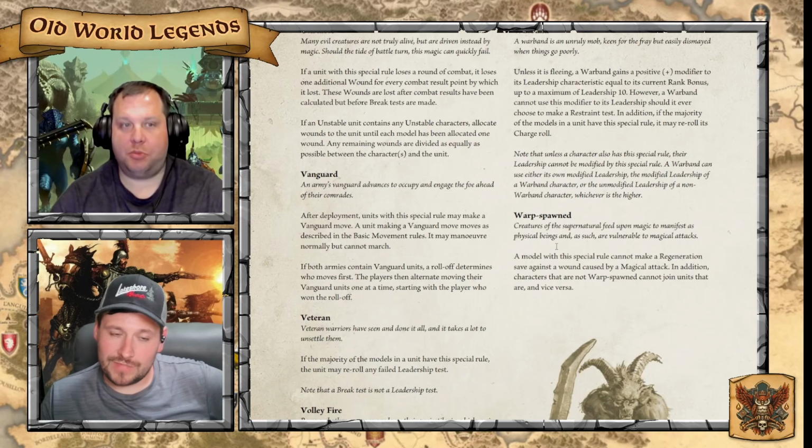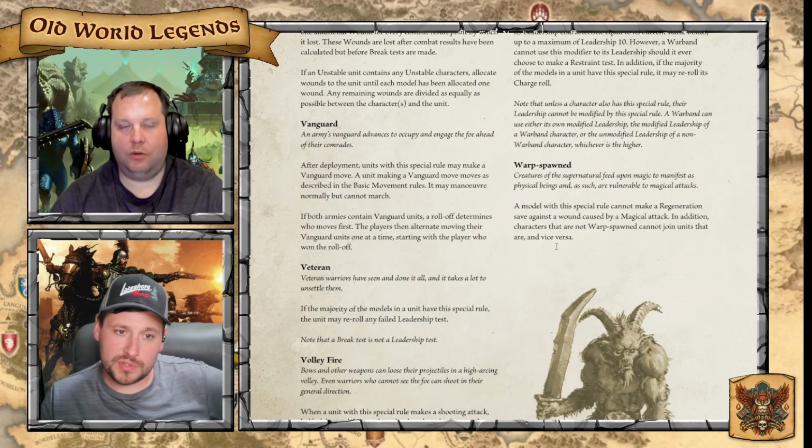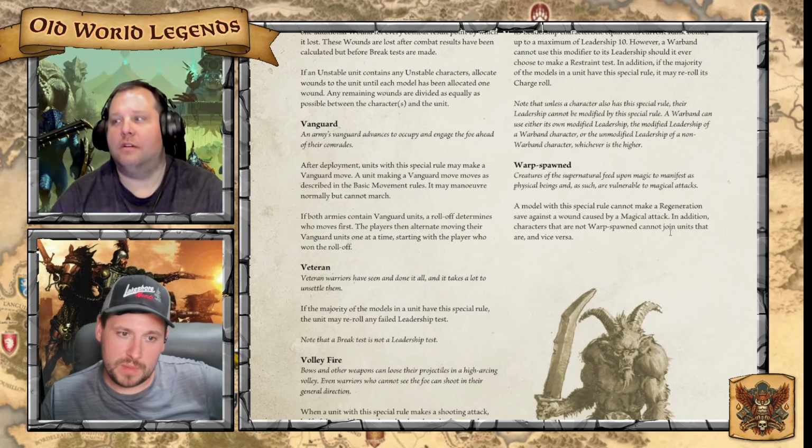And Warp Spawn. Is this our last special rule? Did we get to the end? It's the special rule that applies to one model in the core rules, just the Demon Prince. That's it. Galrock doesn't have it, does he? No, it's only a Demon Prince from the core rulebook, and from the main factions, no.